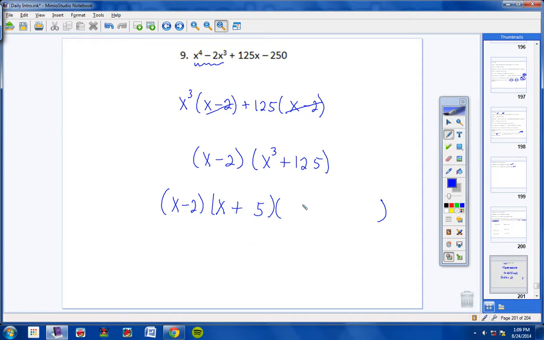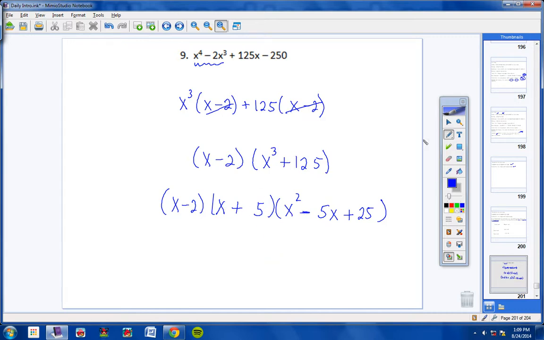Okay? And then you square your x, that's x squared. Square your 5, that's 25. And then multiply x times 5, that will give you 5x. And then the first term is always positive, the last term is always positive. And this sign here is always opposite of what you have here. So if this is positive here, you'll have a negative here.